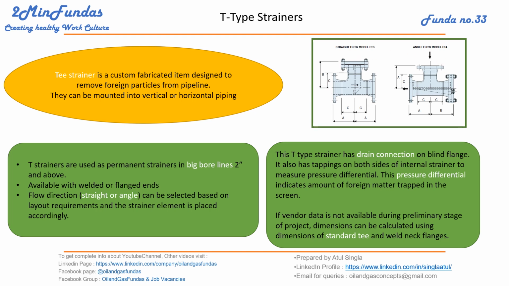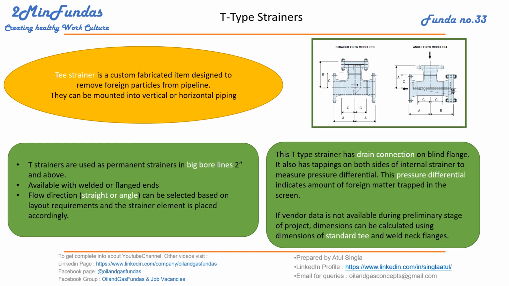Also in the T-type strainer, we have one drain point on the blinded portion at the lower side, so that we can drain out while operating the line, without taking it into maintenance. We can do it, or before maintenance also we can open the drain and remove the debris from the pipe.